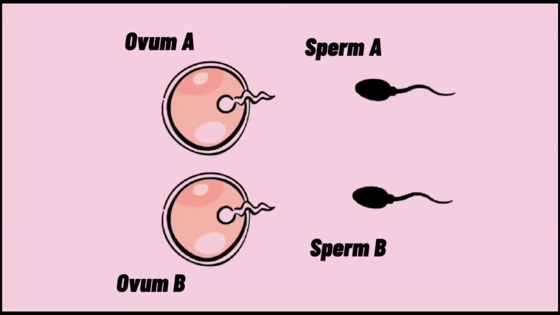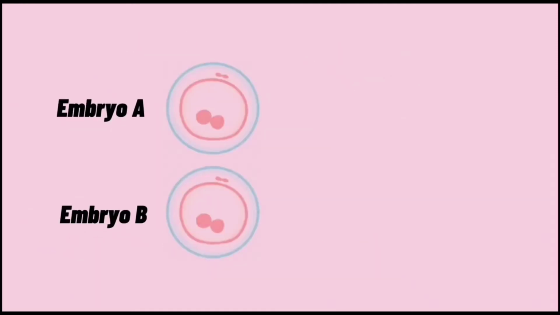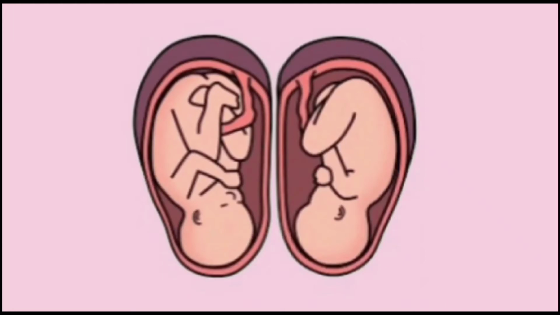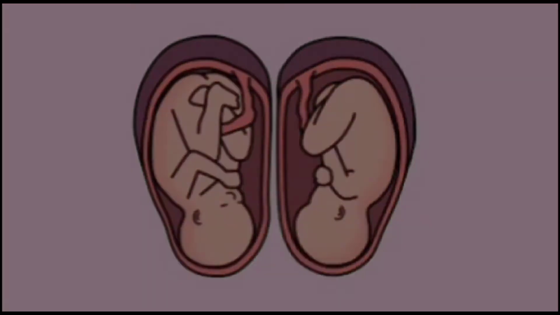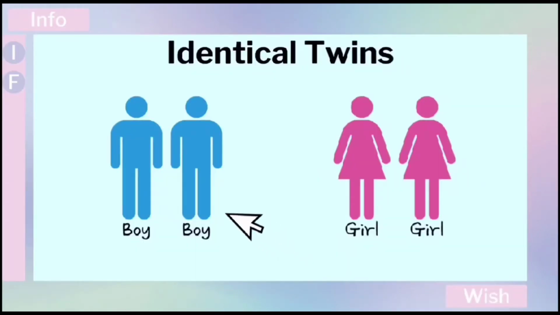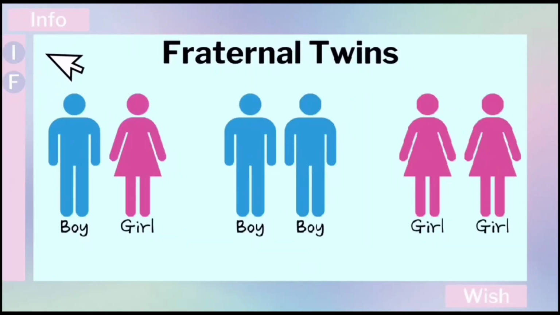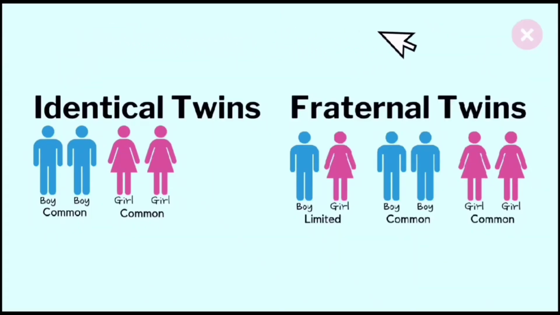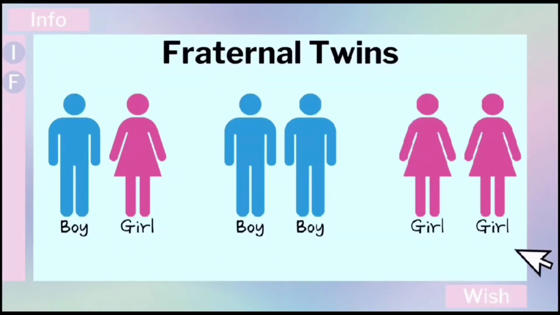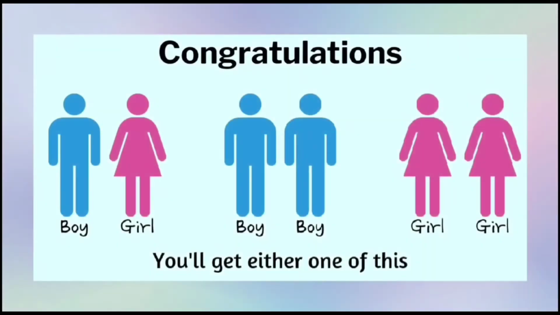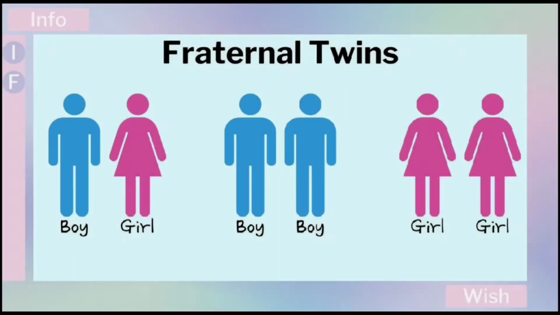So based on the video, we can see that there are 2 sperms and 2 ova fertilizing each other to form an embryo, and at the end of the result, we will get separate placentas. So based on the video, we can see that if there's a twin with different genders, they are fraternal twins.